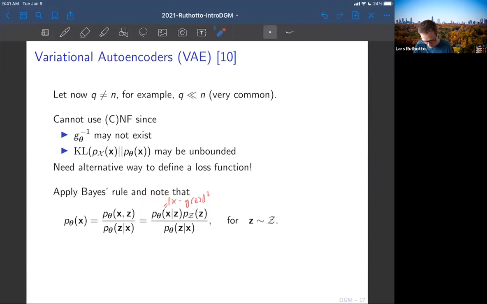So I hope you would agree that this term here, the joint density, is not so much to worry about. We could deal with that quite well. The harder part is the denominator here, because that one is a posterior. So let's think about this more from an inverse problem perspective. You give me a sample X, and I need to tell you where it ends up in the latent space.